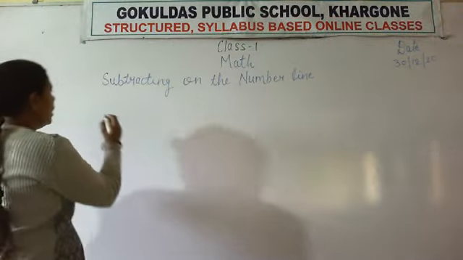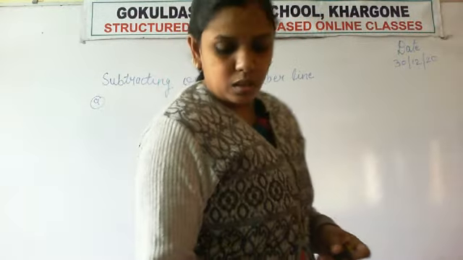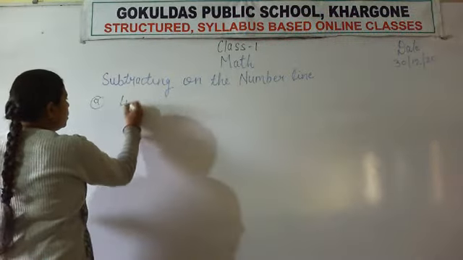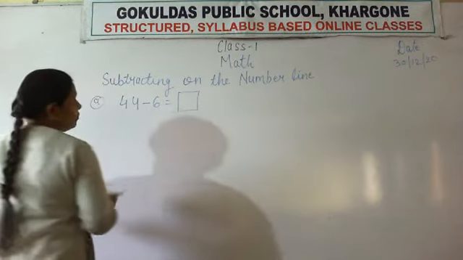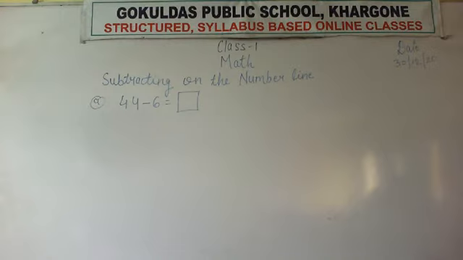So now write the first question A. 44 minus 6. Draw the number line using a scale.